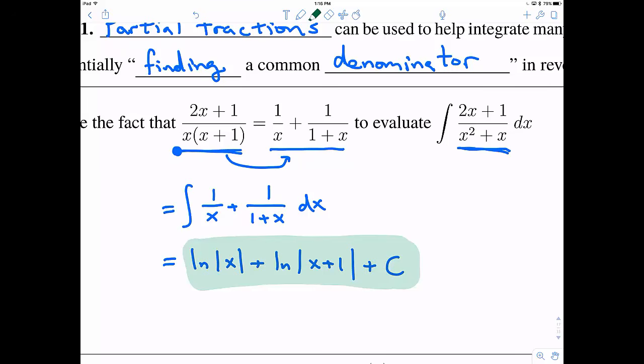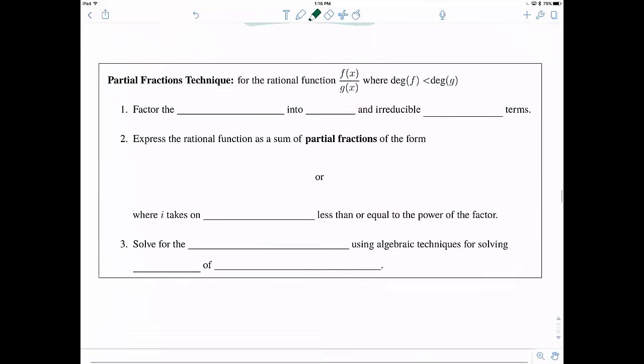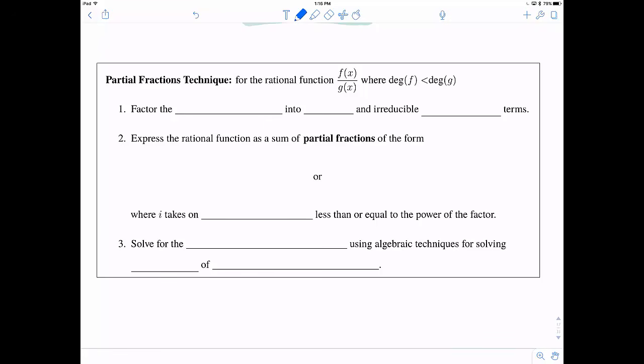So let's go over the general technique for how to apply partial fractions. Partial fractions deals with rational functions, that is, a polynomial over a polynomial. In this first case, I'm only going to deal with the degree of the numerator, f, less than the degree of the denominator, g. In this case, we want to first factor the denominator into linear terms and irreducible quadratic terms.